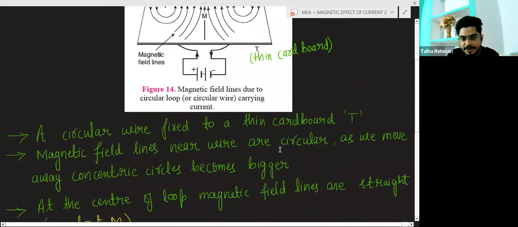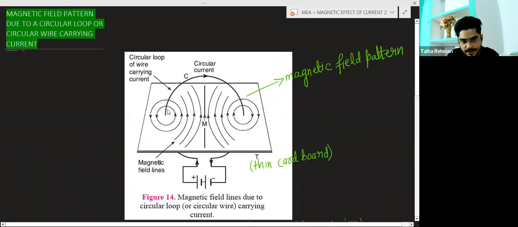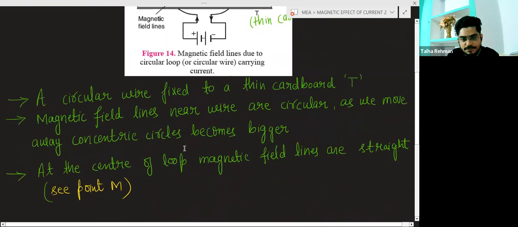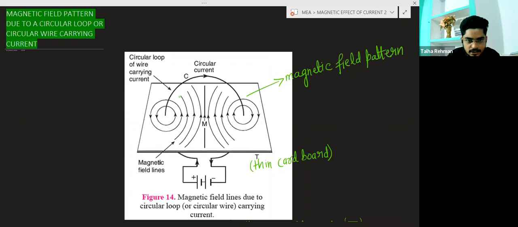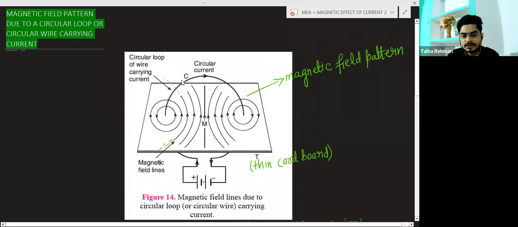Magnetic field lines near the wire are circular. So this is the wire. Near the wire, the magnetic field lines are circular. As we move away, the concentric circles become bigger. When you complete this, these will also be circles, and these circles will become bigger. These are the concentric circles, and they become bigger and bigger.